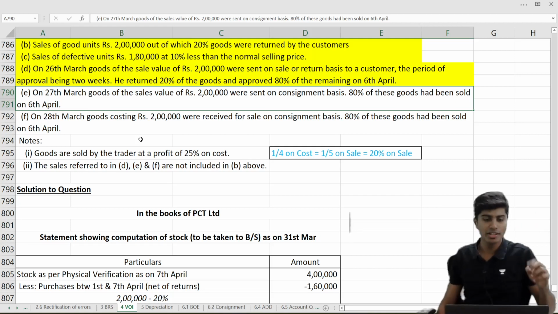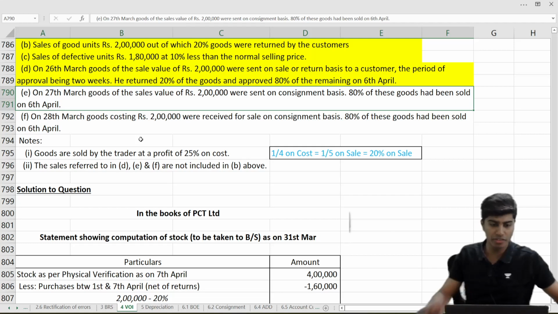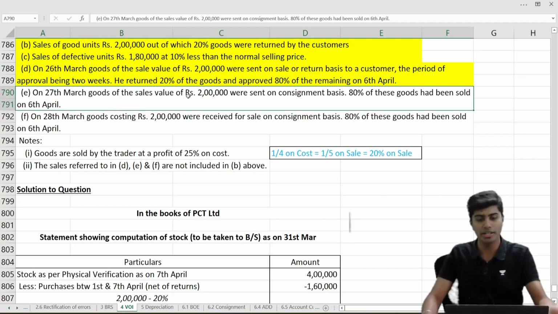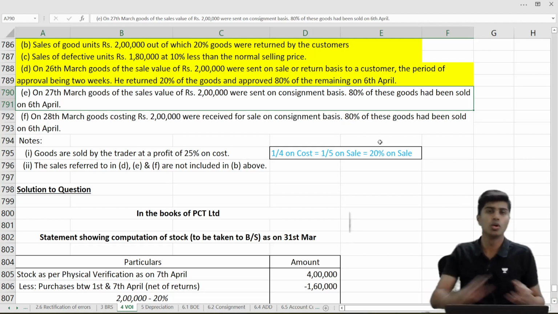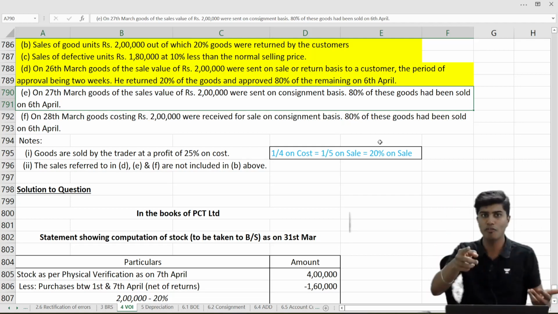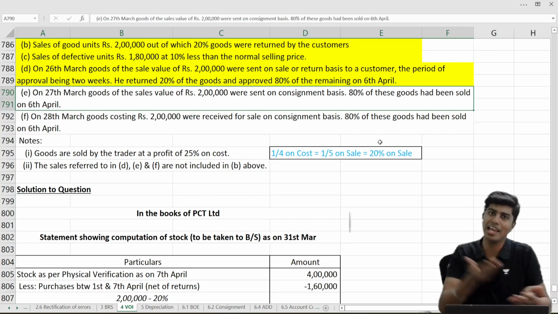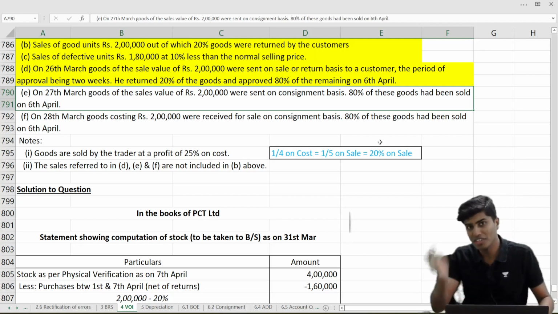We are going to add the entire 2 lakh into our inventory. There is a small catch. The 2 lakh is sale value. They have given sales value 2 lakh. So we will eliminate the profit element at 20% and then take it. So we'll write sale value 2 lakh minus profit 20%, 40,000. 1 lakh 60,000 will be taken into our inventory.